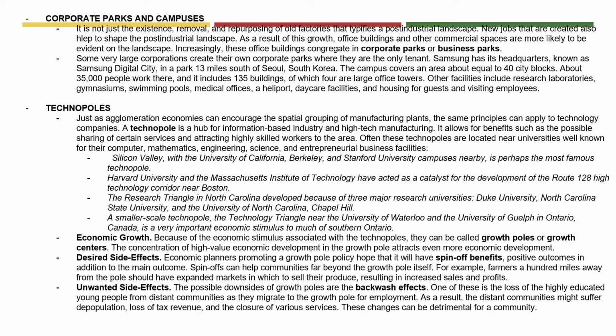It's not just the existence, removal, and repurposing of old factories that typifies a post-industrial landscape. New jobs that are created also help to shape the post-industrial landscape. As a result of this growth, office buildings and other commercial spaces are more likely to be evident in the landscape. Increasingly, these office buildings congregate in corporate parks or business parks. Some very large corporations create their own corporate parks where they are the only tenant.